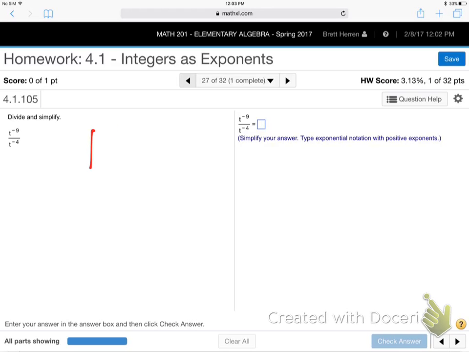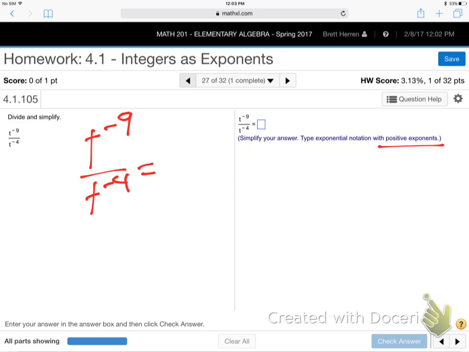All right, so t to the minus 9 over t to the minus 4. Try that one. Our final answer has to be positive powers. So make whatever your final answer is positive. We don't want any negative people in the end. No unhappy workers.